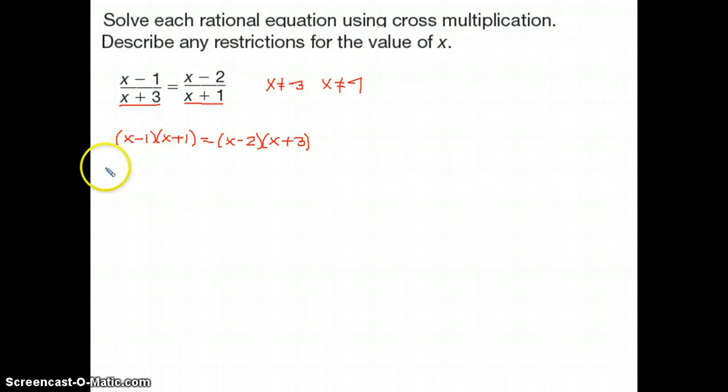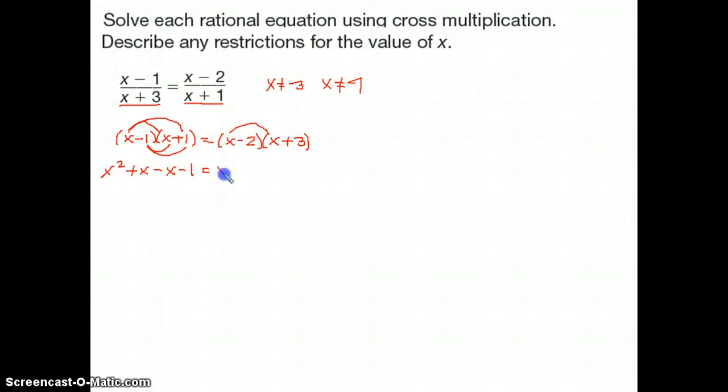to distribute. So I like to do x times x, which is x squared. Then I do x times the 1, so that's just plus x. Then I do -1 times x, so that's minus x. And -1 times 1, so that is a -1. Do the same thing on the other side.